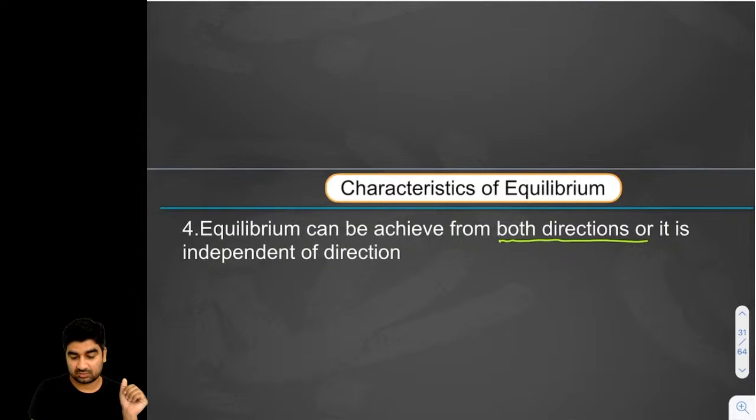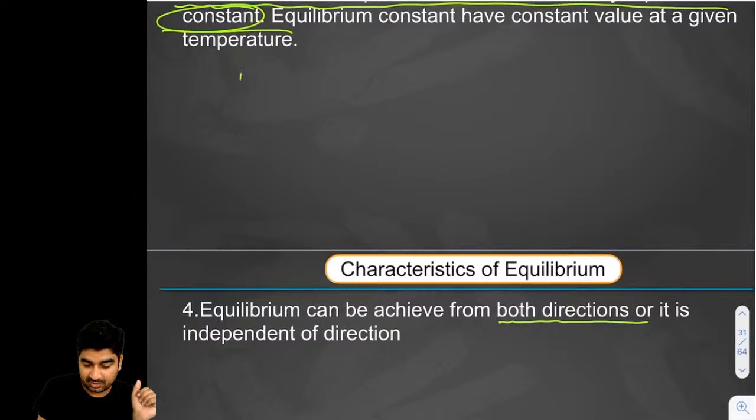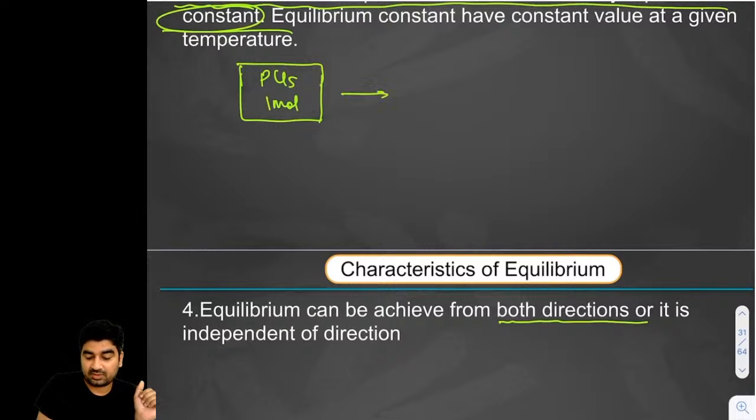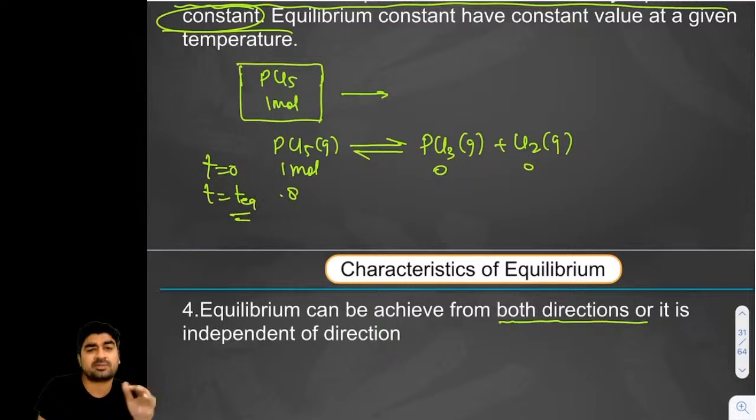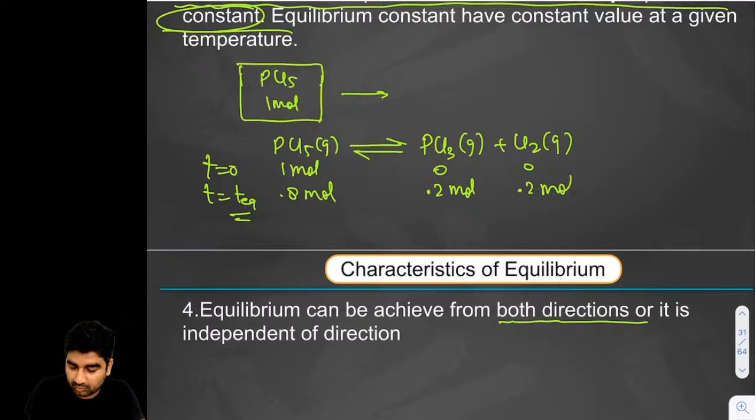How? I'm telling you guys, suppose I'm taking here in the container 1 mole of PCl5. After some time, I will find that this PCl5 decomposes into PCl3 gas and Cl2 gas. At t equal to 0, if I took 1 mole, the others were 0. Then after some time, guys, it will become suppose 0.8 mole when equilibrium has been achieved, and 0.2 mole, 0.2 mole of the products.